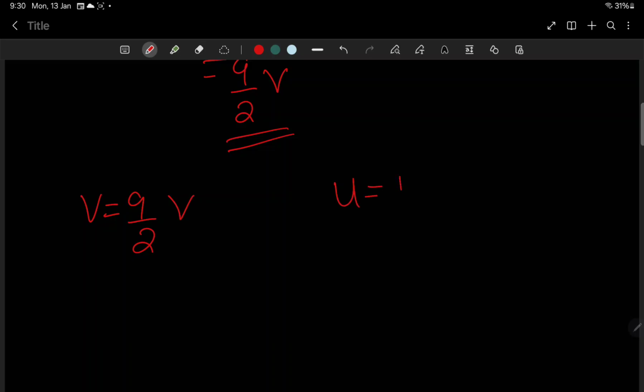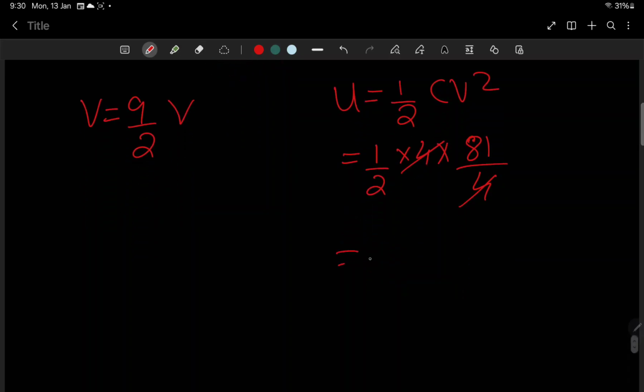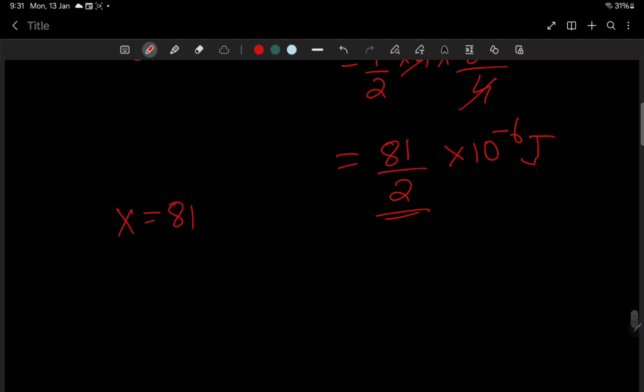You know that U equal to half CV square. What is asked here? It is the energy stored by the capacitor. That is half into 4 into, in microjoule itself we need, so let us take 4 only into V square. What is V square? V is 9 by 2, 9 by 2, that is 81 by 4. Therefore we are getting 81 by 2 into 10 raised to minus 6 joule as the answer. Therefore x equal to 81.